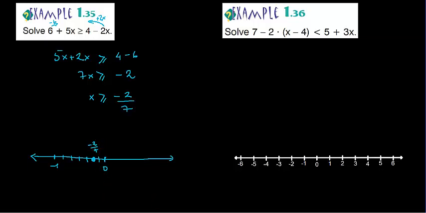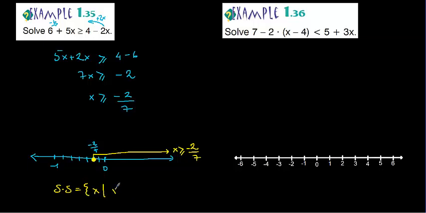Okay, this is the place of minus 2 over 7, but which side are we going to show now? I'm going to draw with a different color. Numbers greater than minus 2 over 7 means this side. So this represents numbers greater than minus 2 over 7.